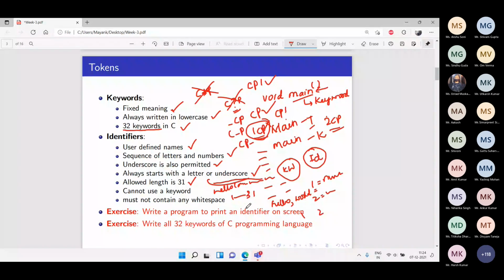Write a program to print an identifier on a screen, leave this program. This is not required. Sir, if we use a comma, then it will be a special character. No, comma is not a special character. In a C program, comma separates two things. Comma and semicolon, we'll come to all these things, tokens and all. How these are used will come on the next slide.